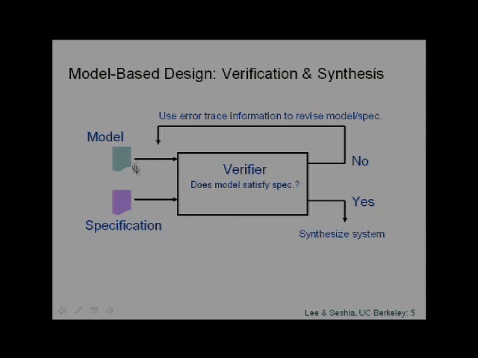But if not, you typically get some feedback. You get an error trace, and the error trace, think of it as a sequence of events that shows you how something wrong can happen in your system. And you can use that to debug your system and revise the model or revise the specification, because sometimes the specification might not be correct as well. Okay, so we're going to talk about a mathematical way to write specifications.